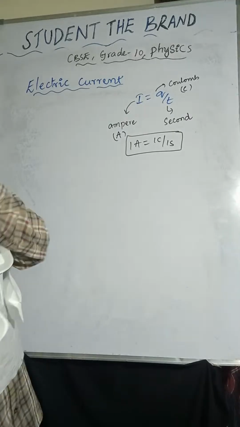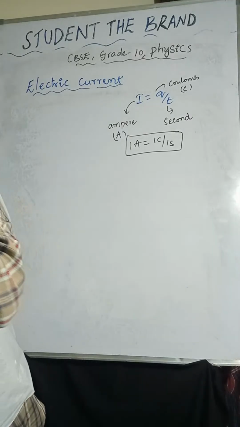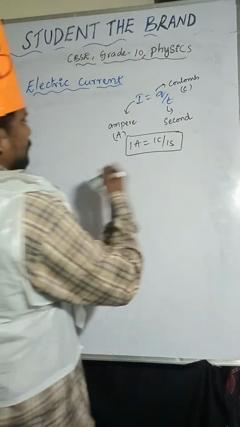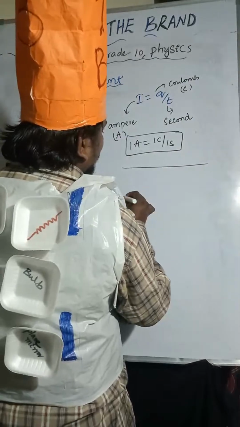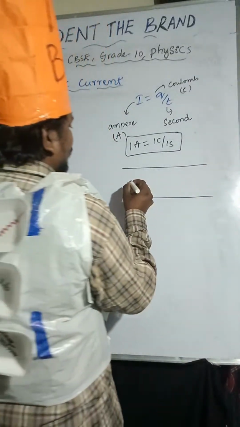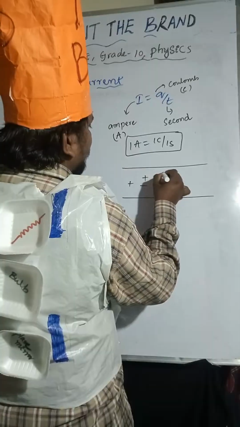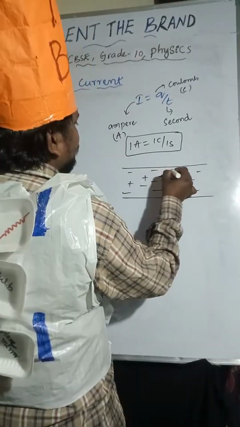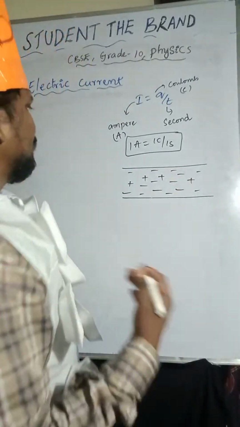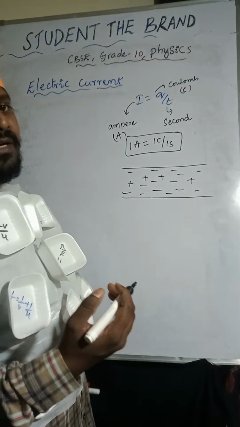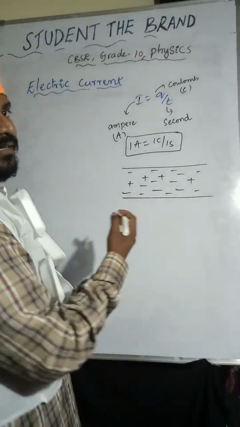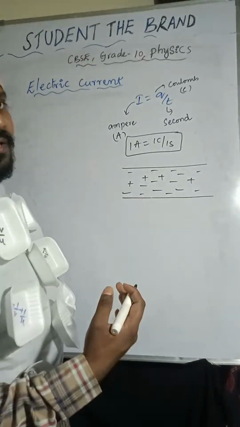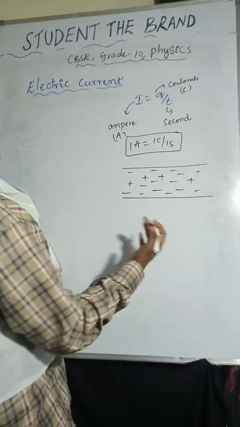Okay. So now we can see. In the conductor, there are positive charge, negative charge, positive charge, negative charge. There are many charges moving. So inside the conductor, if only one electron goes, we can't say current is flowing. Only two electrons flow, we can't say current is flowing. Many charges are moving inside the conductor.